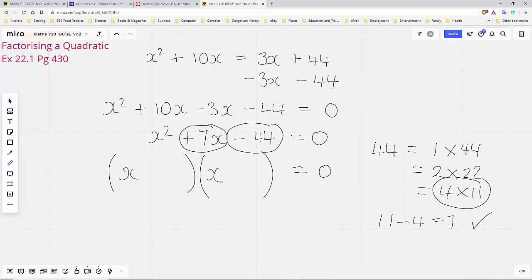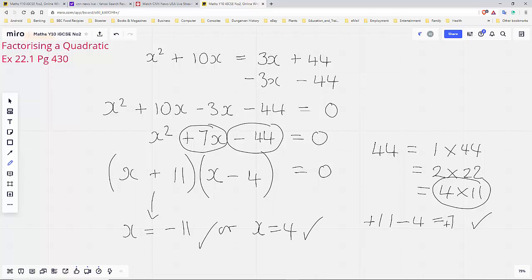I also need the 7 to be a plus 7. So I'm going to put 11 in here, and that's going to be plus, and negative 4 in here, and overall that will give me minus 44 if I multiply the 11 by the 4. So it looks like this is my solution, and I'm going to take this down now to find the actual values for x. x equals minus 11 or x equals 4. These appear to be my two solutions.